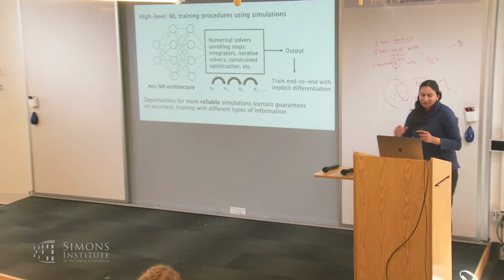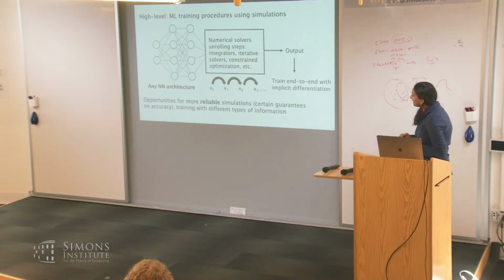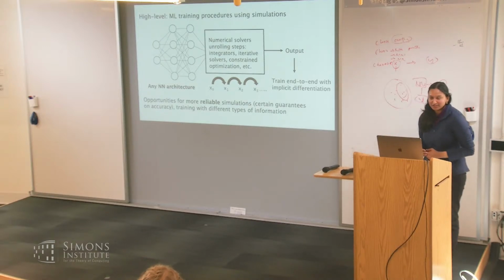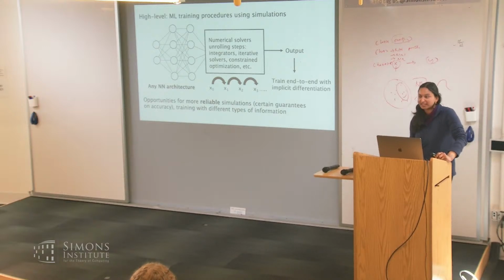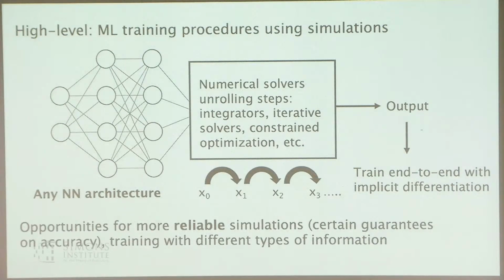Great. So that high-level idea of ML training procedures using simulations, I'll talk about a couple other areas where that actually comes in handy in a few different ways. I'm putting this all together as the very high-level idea of how this works. You have any neural network architecture, and you can project those outputs onto any type of numerical solver. In the case of molecular simulation, we had some type of symplectic integrator, and that was what we were doing the unrolling steps with.